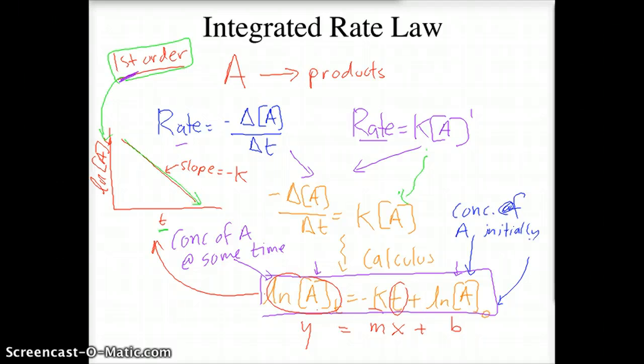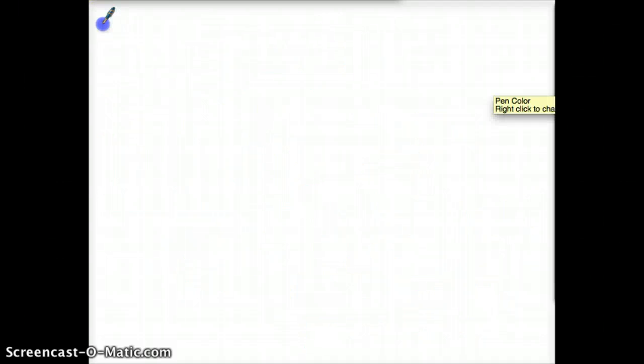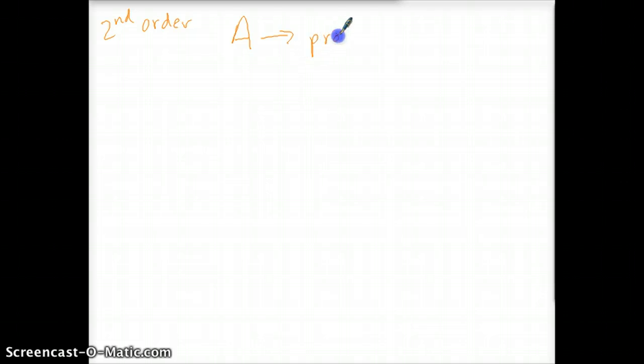What if we were dealing with a second order reaction? Okay. A second order reaction, let's say if we have A going to the products and this is second order, well, that means the rate law now is going to be rate equals k times the concentration of A. It must be to the power of 2, since this is second order overall, and A is my only reactant.